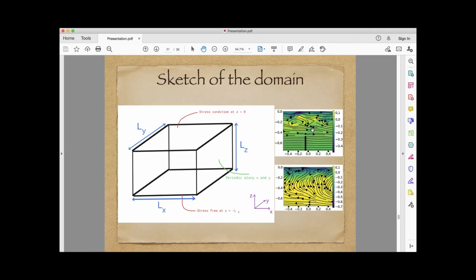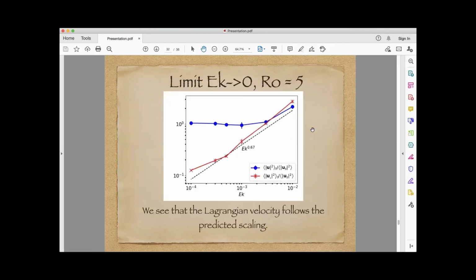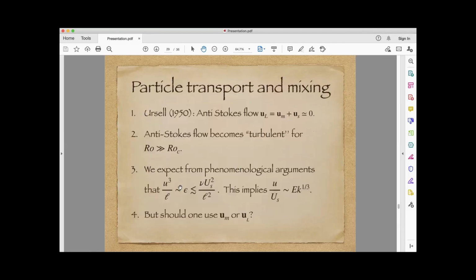Okay. So what happens in the limit Ekman goes to 0? As I said, by using phenomenological arguments, you say that U cube over L should scale like epsilon. And the question is, which U should you take? Should you take UM or should you take UL? And does UL go to 0 or does UM go to 0?